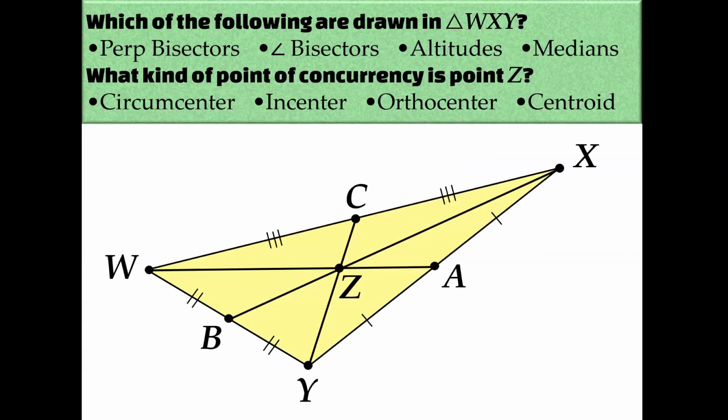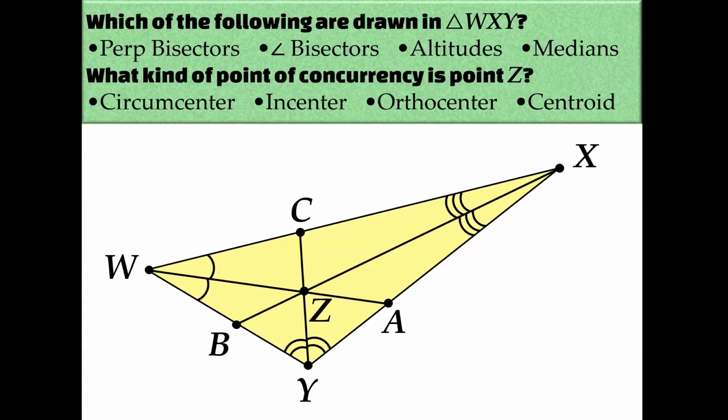Then we have a few segments that intersect at the midpoint of one of the sides of the triangle and connect it to the vertex on the opposite side. The segment that does that is called a median. And their point of concurrency, point Z, would be called the centroid.